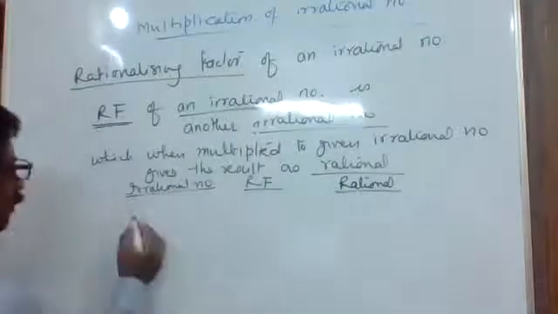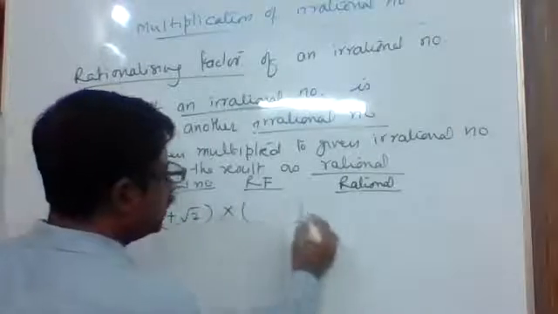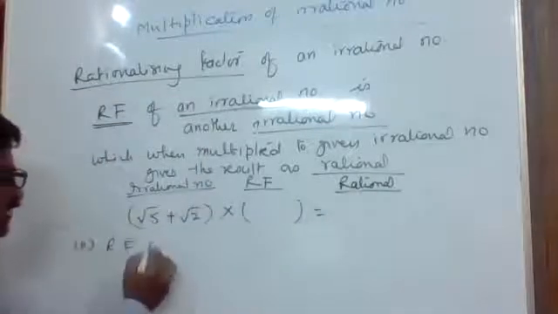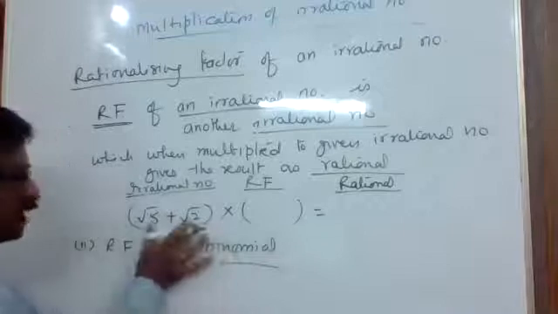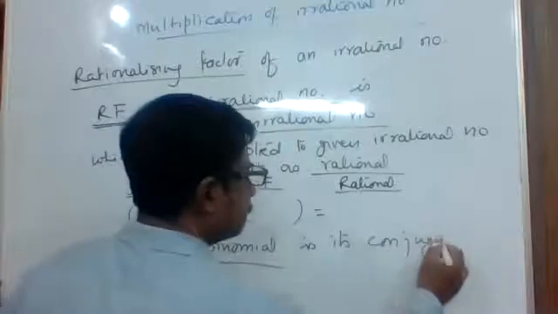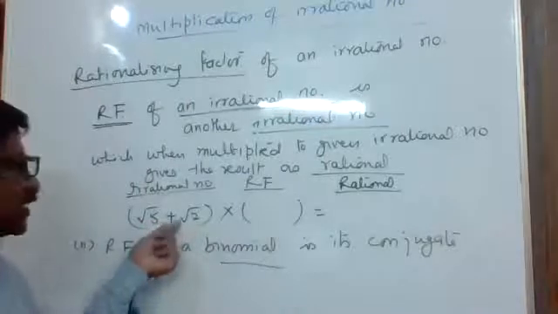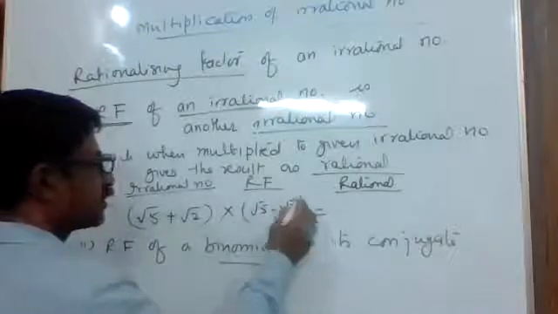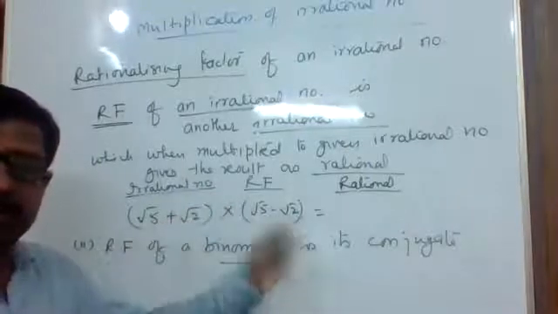Now we'll take a binomial, root 5 plus root 2. What has to be multiplied to this so that it will become a rational number? Second point you write: the rationalizing factor of a binomial. Binomial means two terms. Which two terms are there? Root 5 plus root 2. Its conjugate. Conjugate means, if you have root 5 and root 2 with a plus sign in between, the conjugate will be root 5 minus root 2, just the opposite sign. Clear? If you have plus, then you take minus. If you have minus, then you take plus.